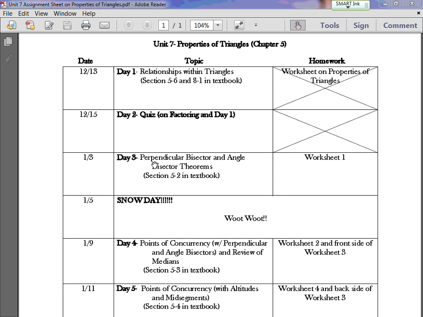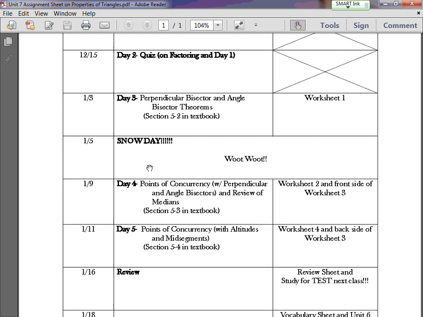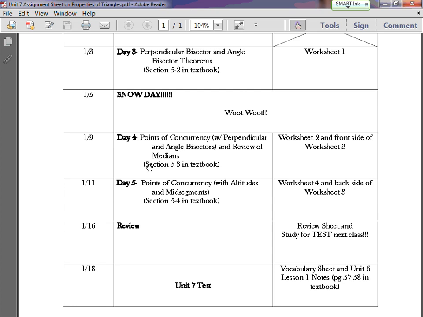Then last class, we learned about our perpendicular bisector and angle bisector theorems, and your homework was that worksheet 1. And then we were blessed with a snow day, which was very exciting. So now everything's just going to get shifted. Today we're learning about points of concurrency with perpendicular and angle bisectors and review of mid-segments. So this should say mid-segments. Next class, we'll do points of concurrency with altitudes, and this should say medians. Sorry, flopped my vocab.